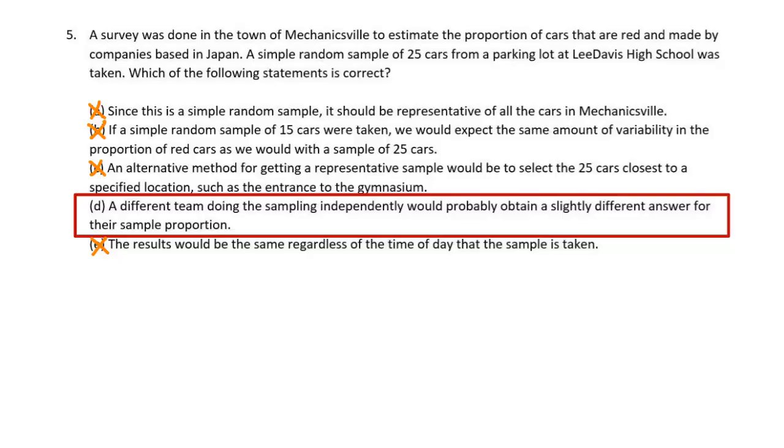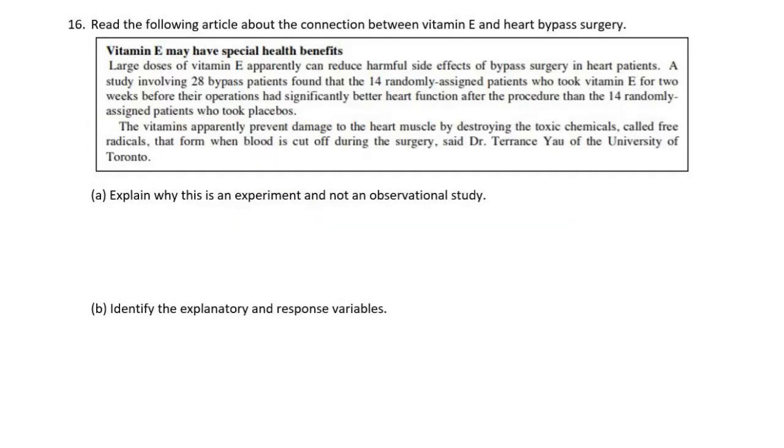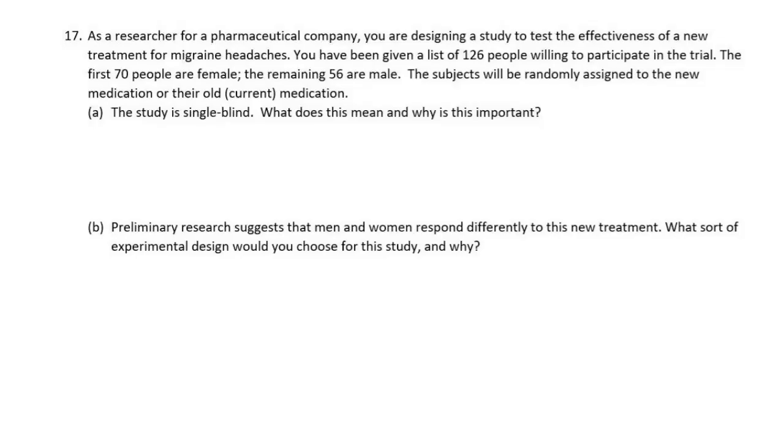Number 17? Yeah. Absolutely. Let's go look at number 17. As a researcher for a pharmaceutical company, you are designing a study to test the effectiveness of a new treatment for migraine headaches. You have been given a list of 126 people willing to participate in the trial. The first 70 people are female, the remaining 56 are male. The subjects will be randomly assigned to the new medicine or their old current medicine. The study is single blind. What does this mean and why is it important?